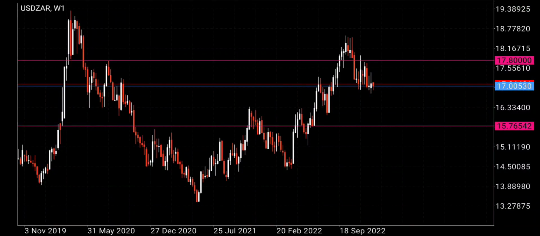Today we're going to look at something slightly different, which is USDZAR, and I'm going to show you how to plan long-term trades using this chart.